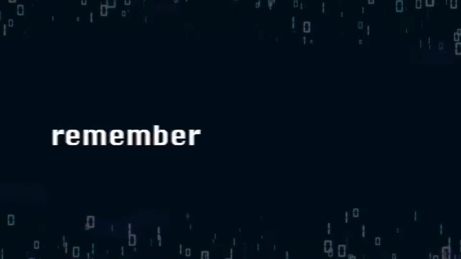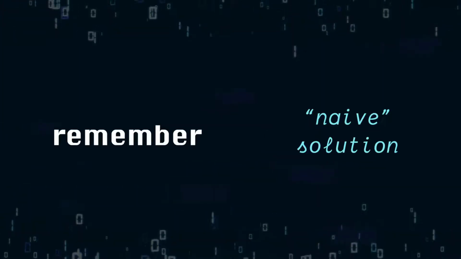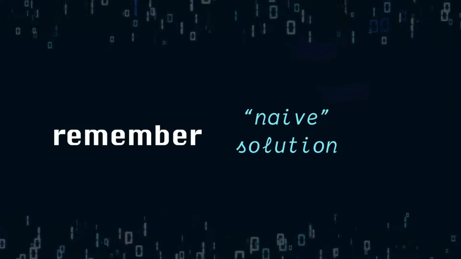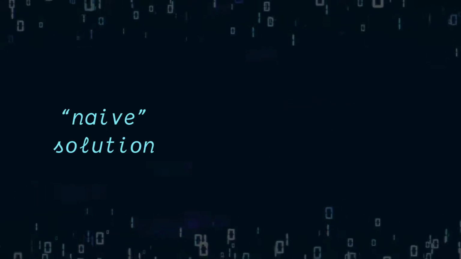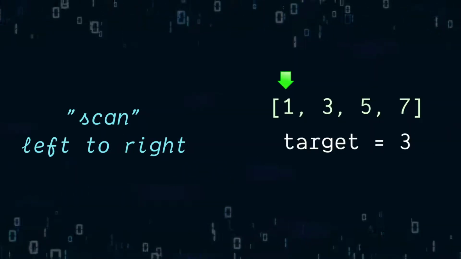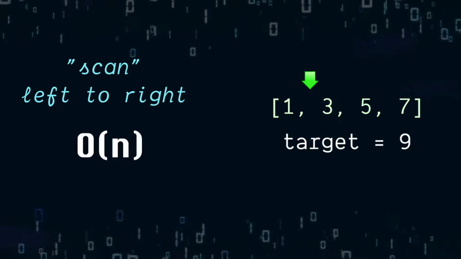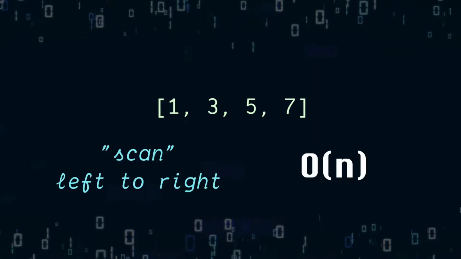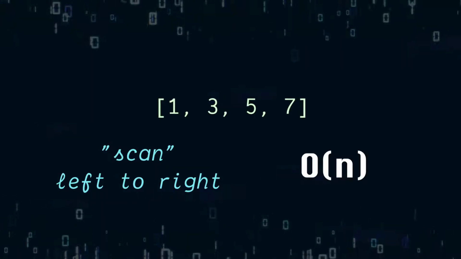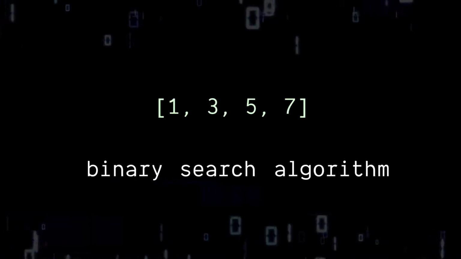From covering problems like the two-sum problem, we already know what a naive solution is. In other words, there is a very obvious yet inefficient solution for this problem. For this one, that's to just scan through the list from left to right. Now the time complexity of this is O(n), because worst case we'd have to look at all the items in the array. So for this problem, that is something you'd want to acknowledge before moving on to the more efficient implementation. And for this efficient implementation, we're going to leverage the binary search algorithm.